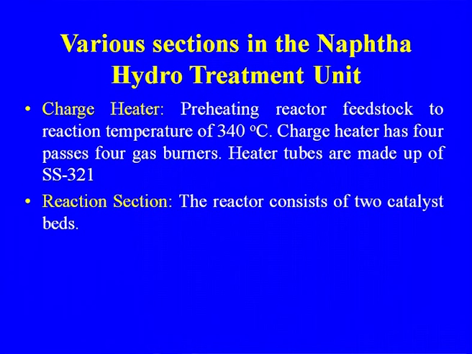Charge heater: preheating the reactor feedstock to the reaction temperature of 340 degrees centigrade. The charge heater has 4 passes and 4 gas burners. Heater tubes are made of stainless steel 321.